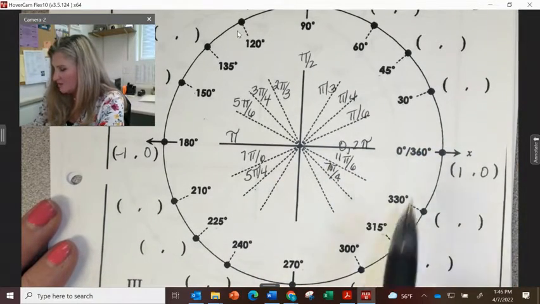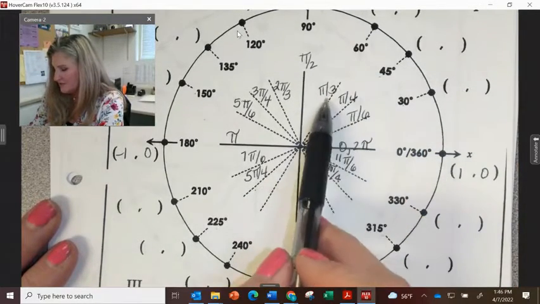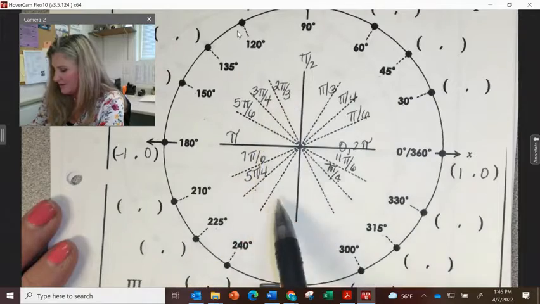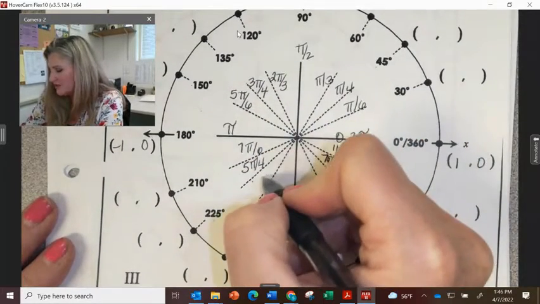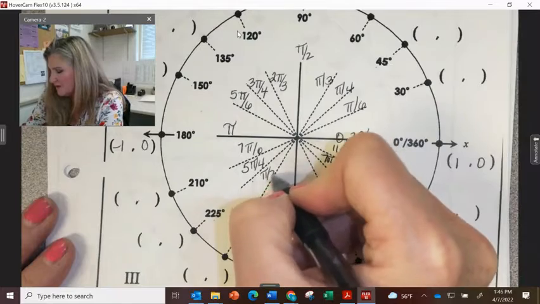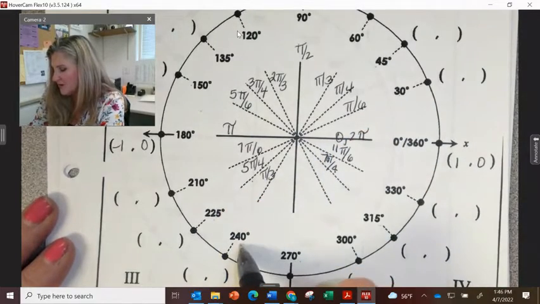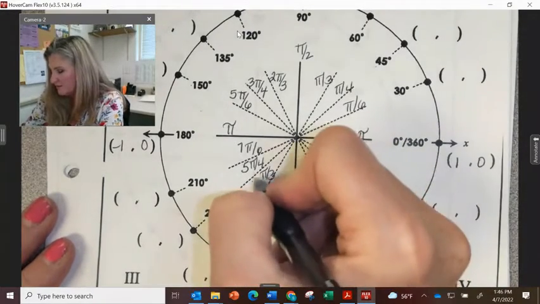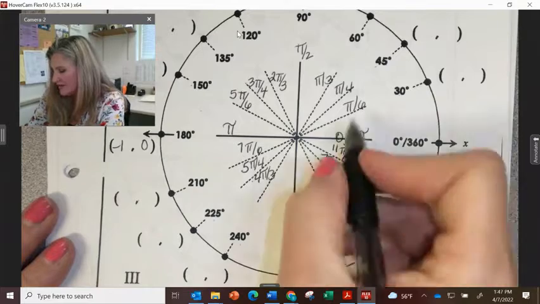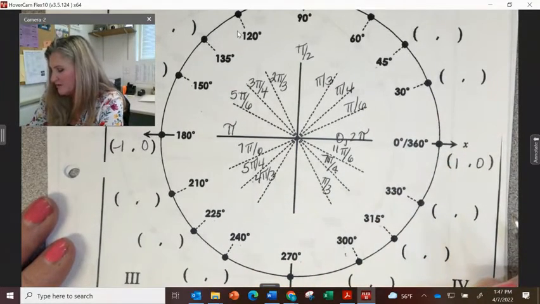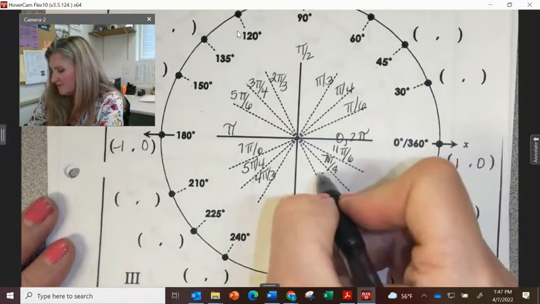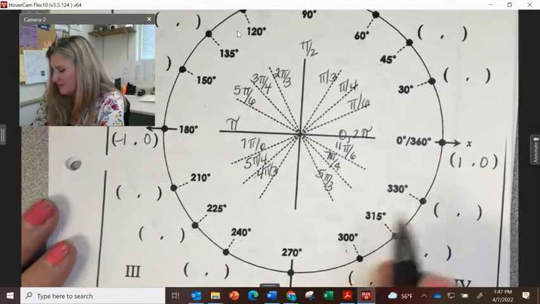Okay, let's go on now to our 60-degree references. We already did that one. We did that one. Here's the next one with a 60-degree reference. What's 60 degrees? Pi over what? Okay, so 60 times what gives us 240? 4 pi over 3. Here's our next 60. This is pi over 3. 60 times what is 300? 5 times 60, so 5 pi over 3.